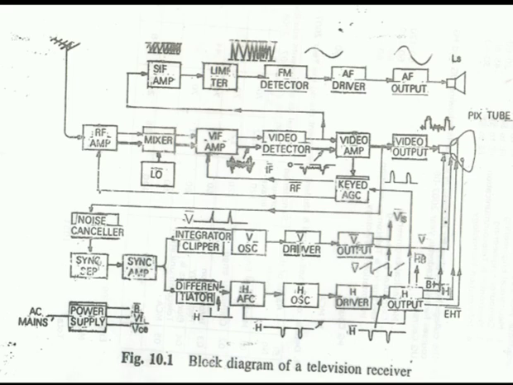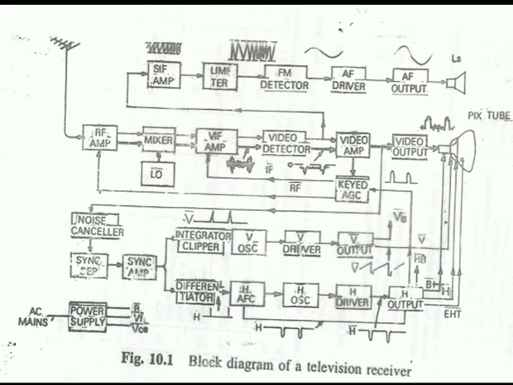After that, we have the chroma section. In the chroma section, the output of the video preamplifier, the composite color signal, is coupled to the chroma bandpass filter at 4.43 megahertz and the two stages of the chroma amplifier. The chroma filter separates the modulated chroma subcarrier signal and the color burst signal from the incoming composite video signal. Both signals get separated in the chroma filter.